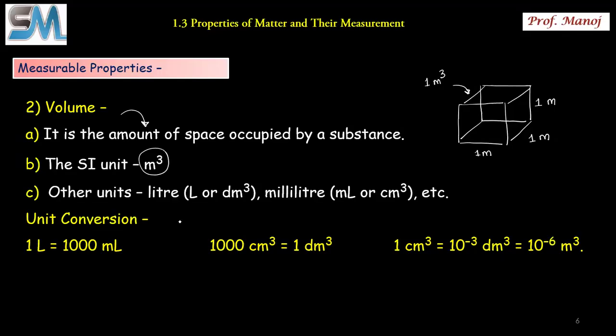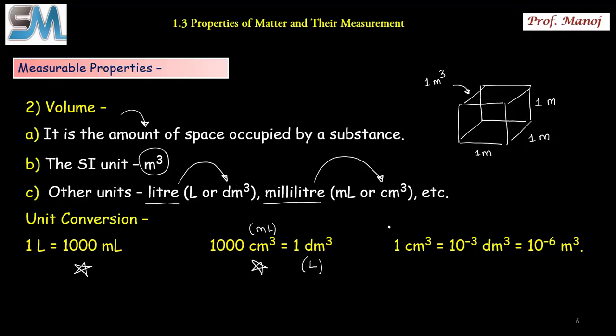Other volume units which are more popular are liter and milliliter. Liter is the same as decimeter cube. Milliliter is the same as centimeter cube. So unit conversions, you can understand and remember them by heart. 1 liter is 1000 milliliter. Now you can understand liter is the same as decimeter cube and milliliter is the same as centimeter cube.